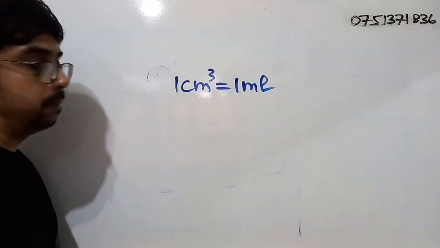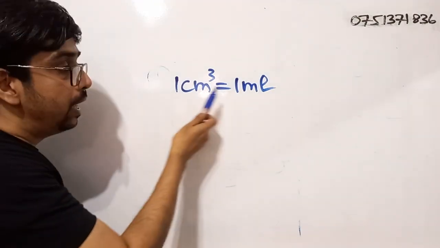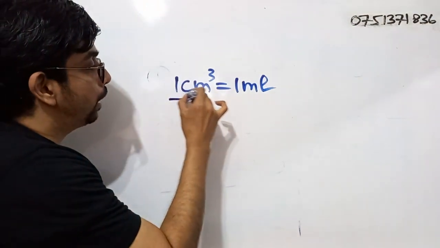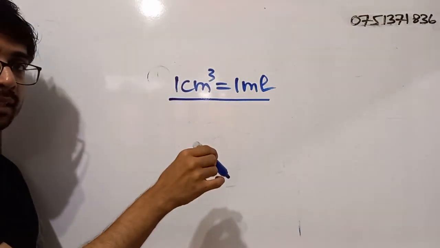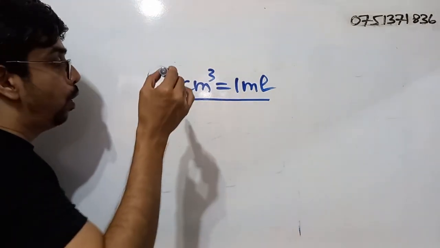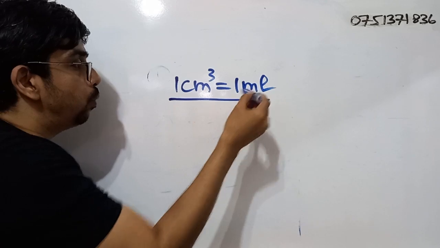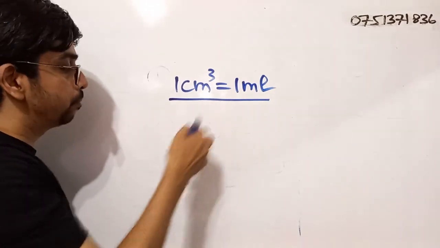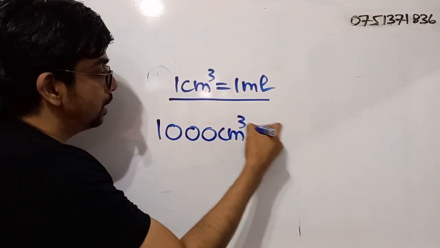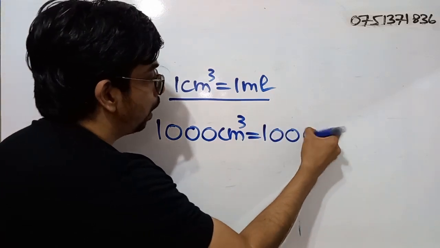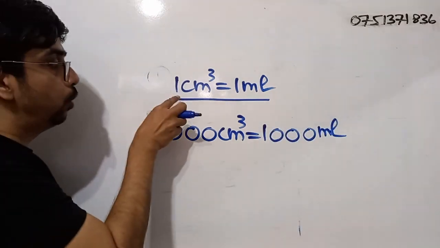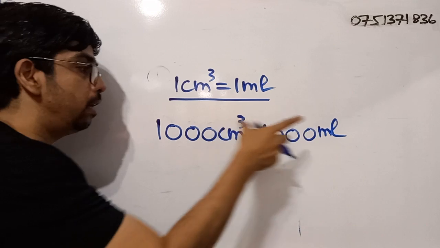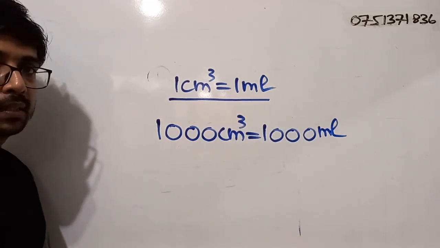So what is the relationship? 1 cubic centimeter is equal to 1 milliliter. When we do calculations related to this lesson, we definitely have to remember this. So taking that into consideration, we can say 1000 cubic centimeters will be equal to 1000 milliliters, no? If 1 cubic centimeter is equal to 1 milliliter, then definitely 1000 cubic centimeters will be equal to 1000 milliliters.